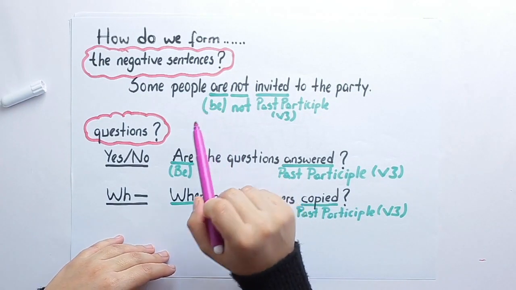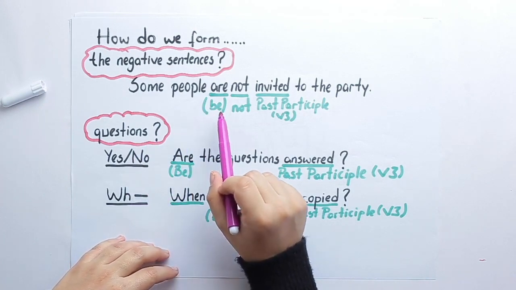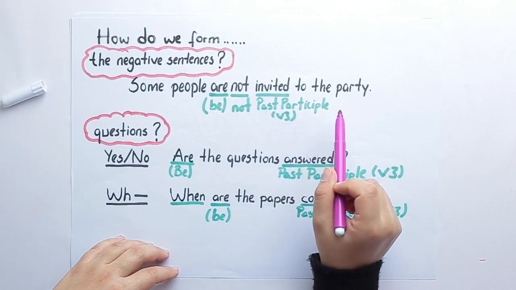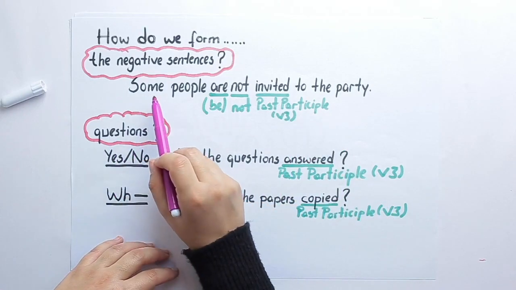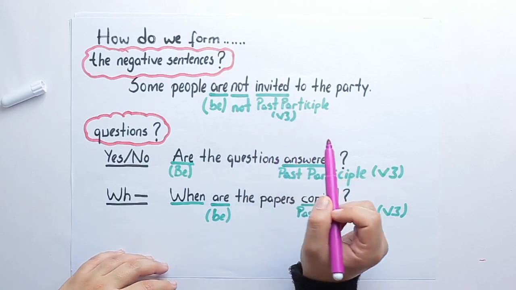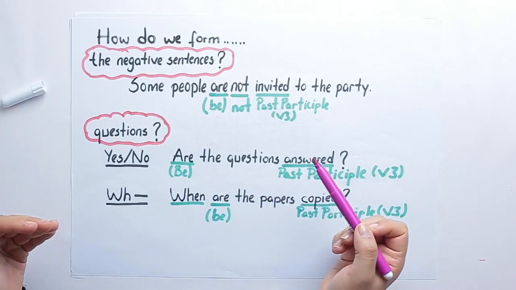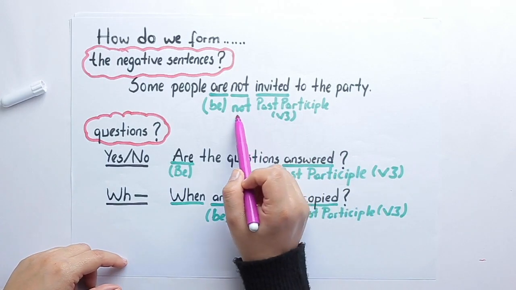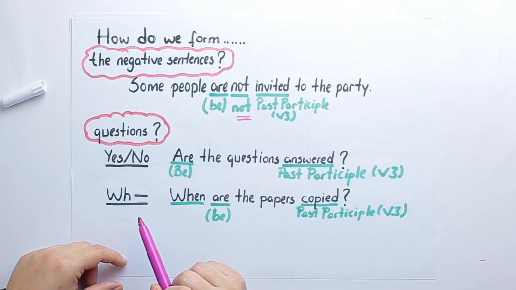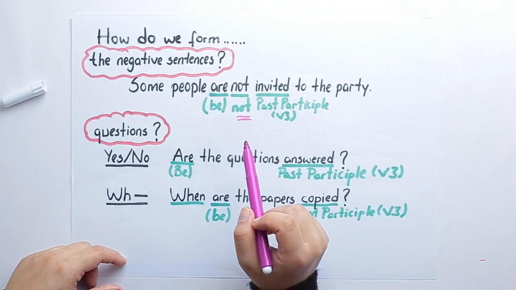Let's see how we form the negative sentences. Some people are not invited to the party. So, the only way in English, actually the most general way, is to put not, of course, after am, is, or are.